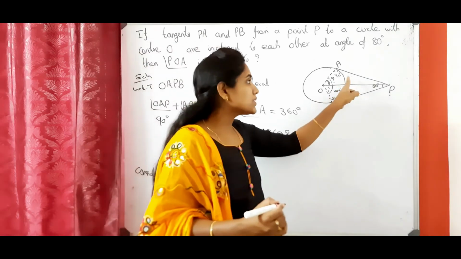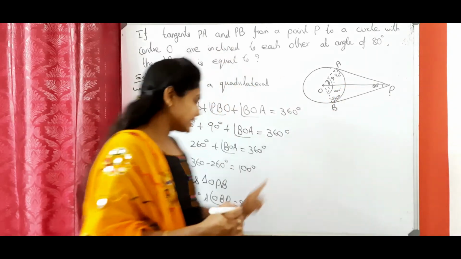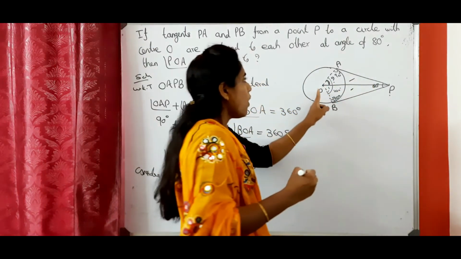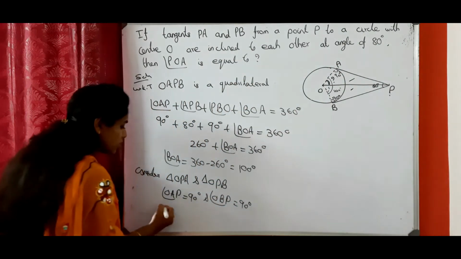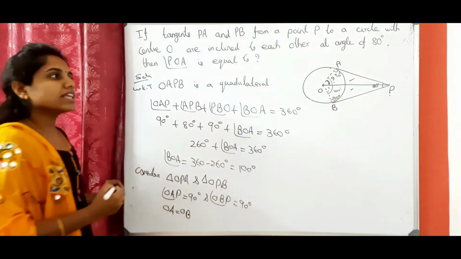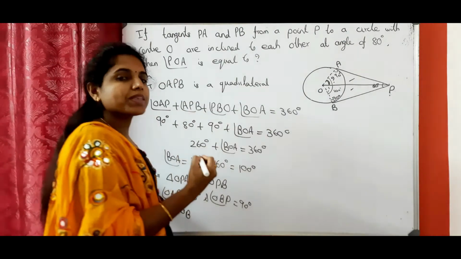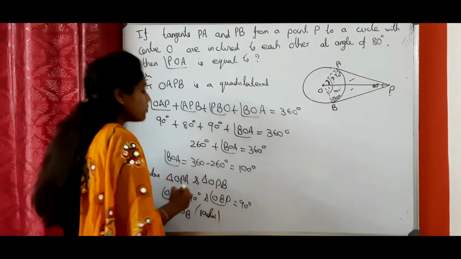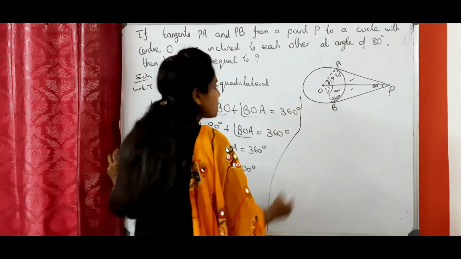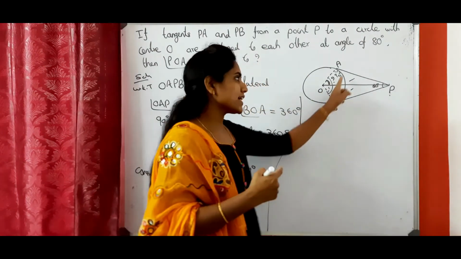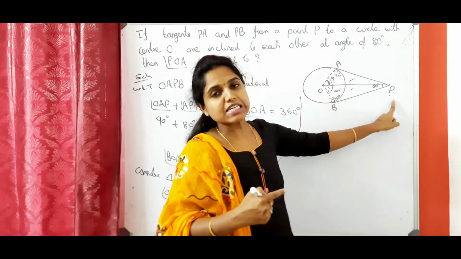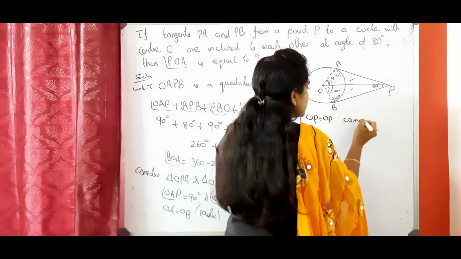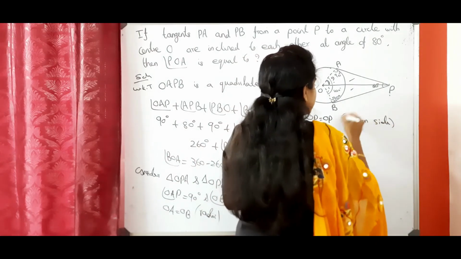So in the two triangles corresponding one angle is 90 degree, and also in these two triangles OA equal to OB. Why? OA and OB are the radius of the circle. Radius of the circle is equal. Therefore OA equal to OB. And also, what is the common side of these two triangles? OP is the common side, so OP equal to OP. The reason: common side.